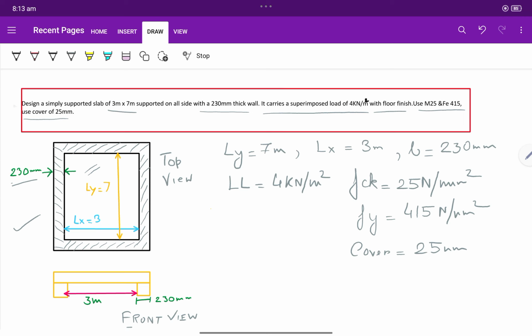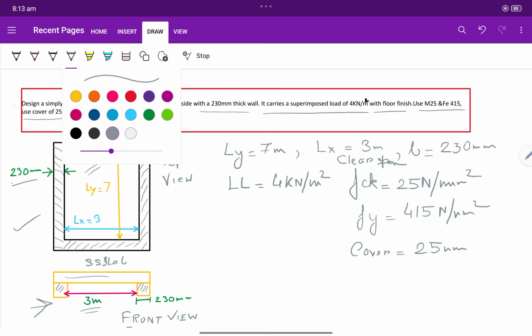If we see the front view of the slab, see here, this is the slab. The clear span is 3 meter. We can also write this 3 meter as the clear span, and the width of this support is 230, and this one is the slab. Okay, so mainly it is a simply supported slab.